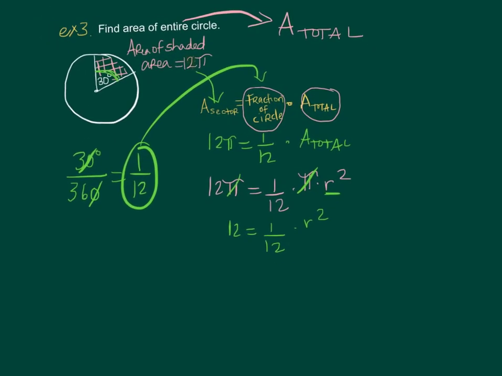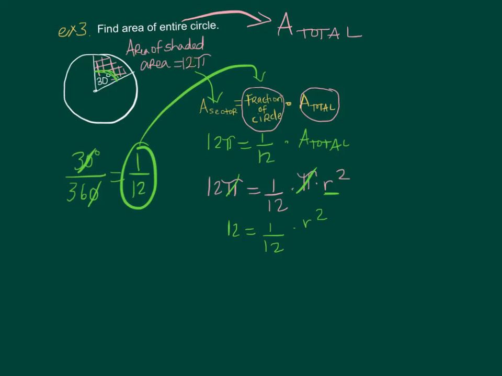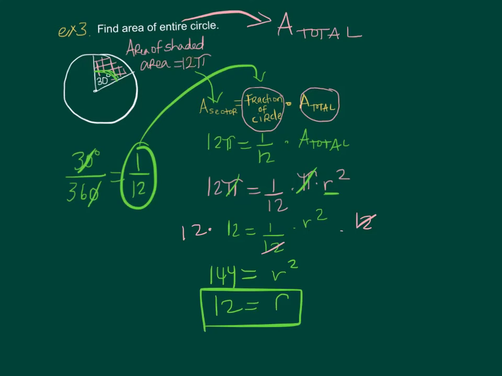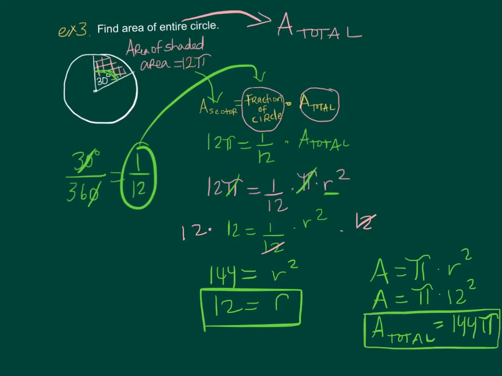Now my goal is to get radius squared by itself. So I'm going to multiply by 12 on both sides. And when I do that, I get radius squared equals 144. Obviously the radius is 12. Now from here I can easily find the total area. The total area is pi times the radius squared, or pi times 12 squared. So my area total is 144 pi. And this is my final answer.